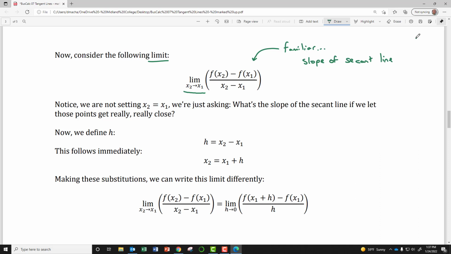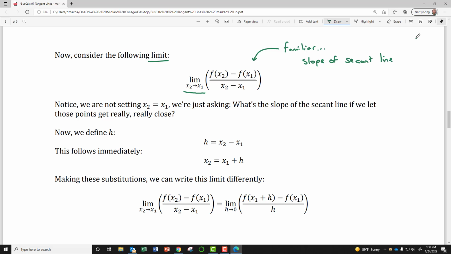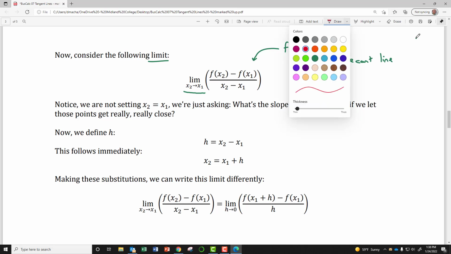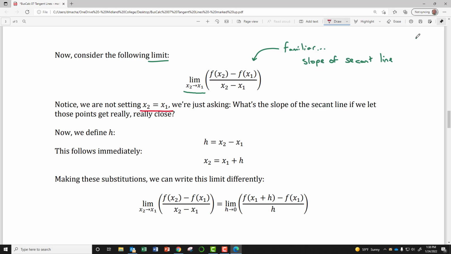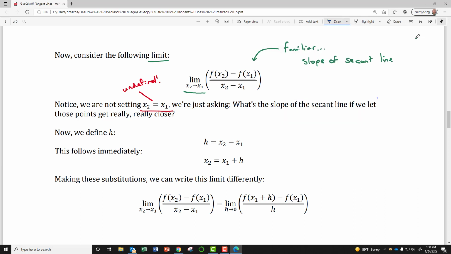So we're taking the limit of the slope of the secant line as we let x2 approach x1. So we're saying we're going to let the x values of our function get very, very close to each other, but not exactly setting them equal to each other, right? Notice we're not setting x2 equal to x1 because we realized that that was undefined. And so we're not doing that, but what we are asking is, what's the slope of the secant line if we let these points get really, really close to each other?